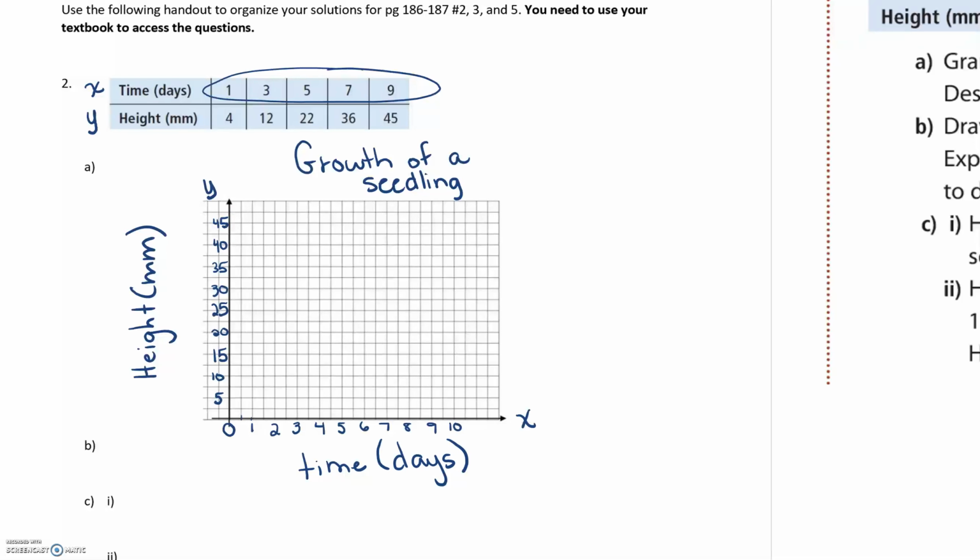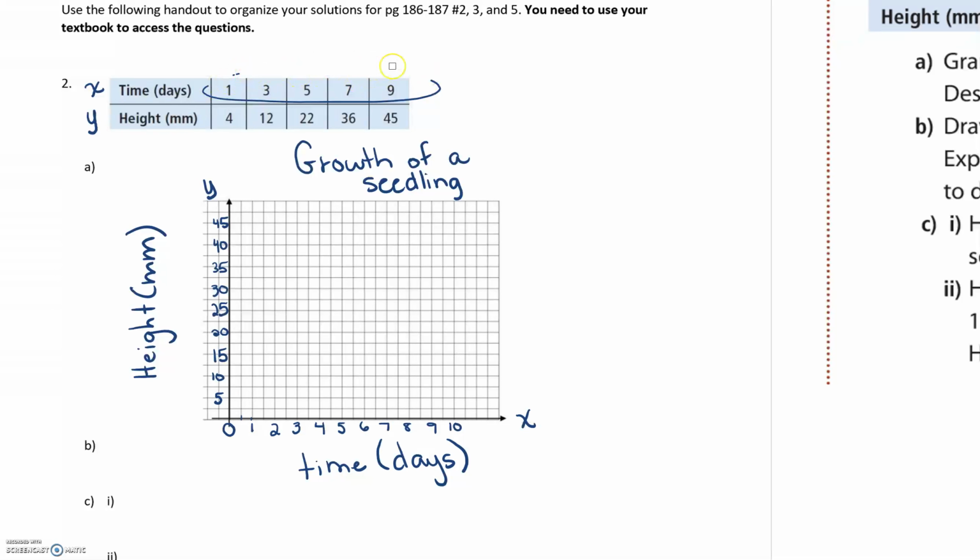You can scale it really however you want. It looks like I'm scaling by 5s for my height axis, but I'm not. It looks like it because it looks like 5, 10, 50. But if you look, there's a little line in between. So this actually means I'm scaling by 2.5. So I just have to put the data in at this point.